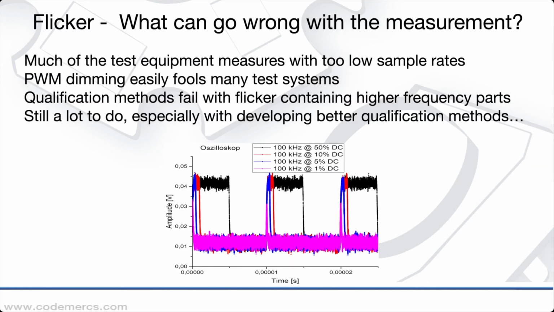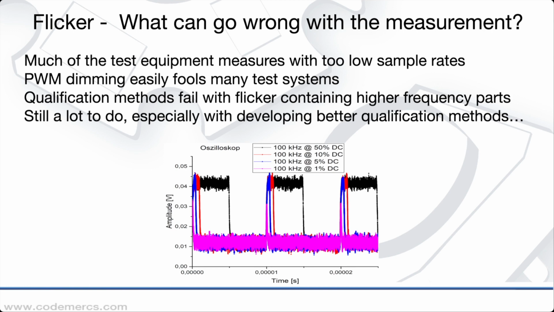What do you have to keep in mind when measuring flicker? One of the problems is that much of the test equipment on the market uses too low sample rates. This can cause problems when there are higher frequency parts in the light. The same is true for the qualification methods, which fail if you have higher frequency parts in the flicker.